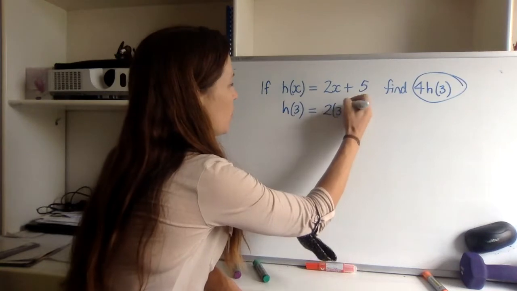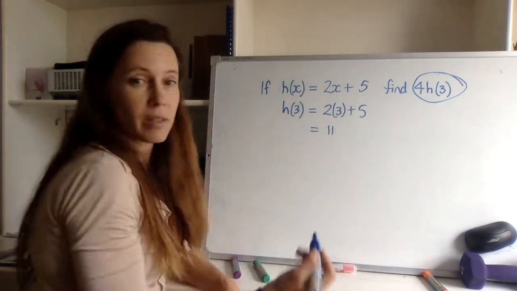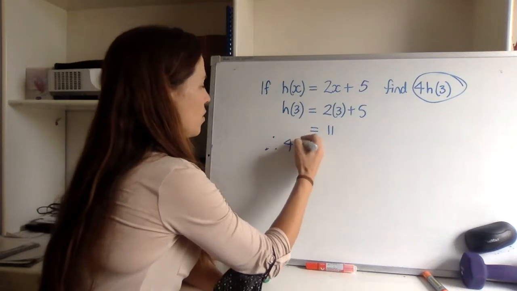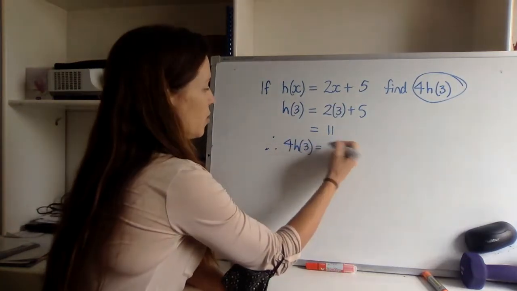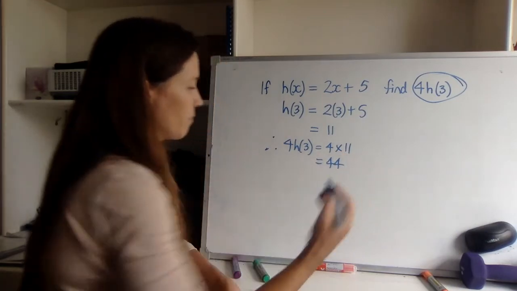We need to do the same thing with the 3. So we need to do 2 3's plus 5. And that gives us 6 plus 5, which is 11. Therefore, 4 lots of h of 3 is just going to be 4 lots of 11. So we've got 44. Nice and simple.